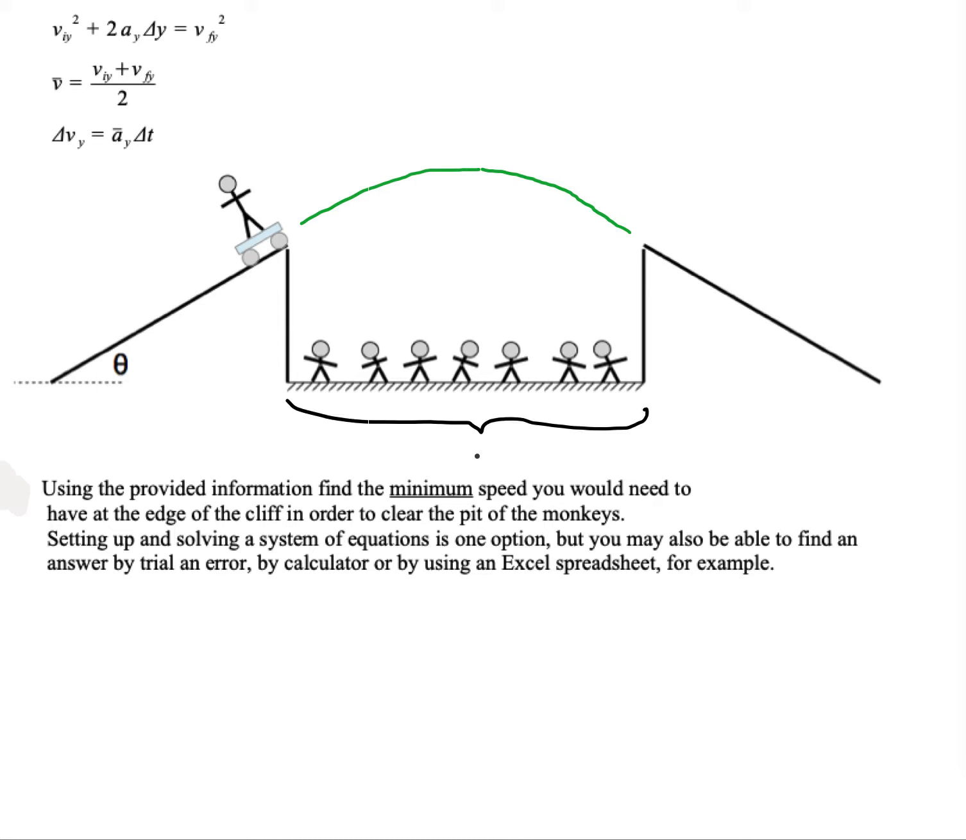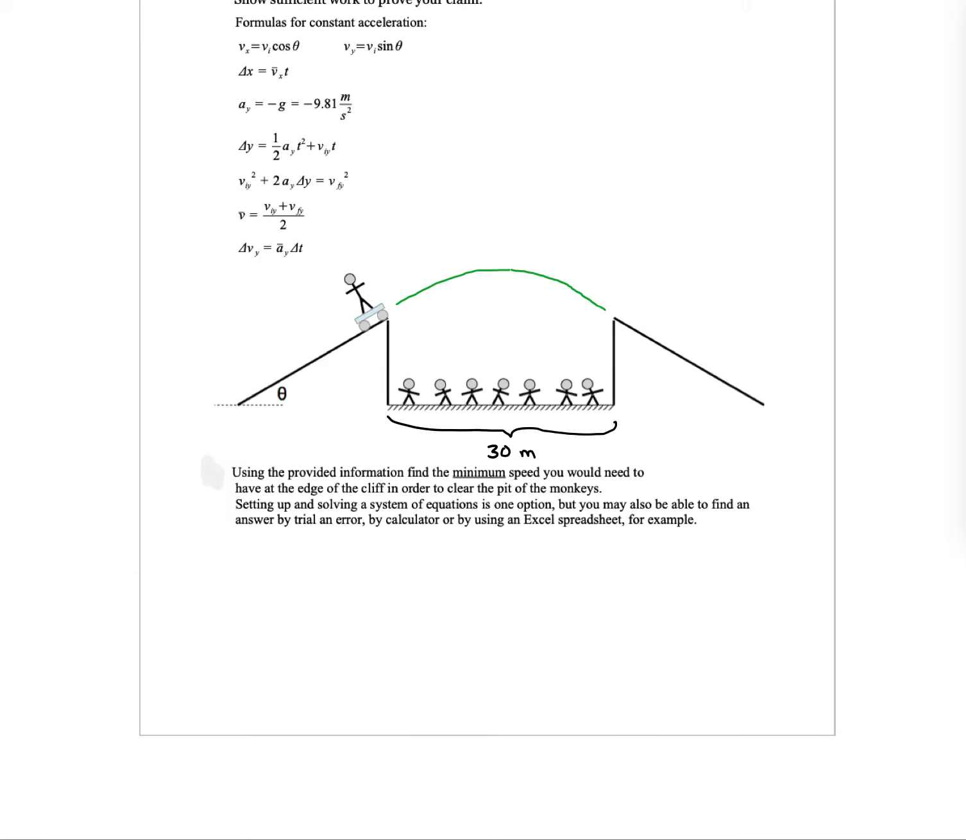Now, the distance across the pit was 30 meters. To solve it, we'll want to combine the horizontal motion with the vertical motion.